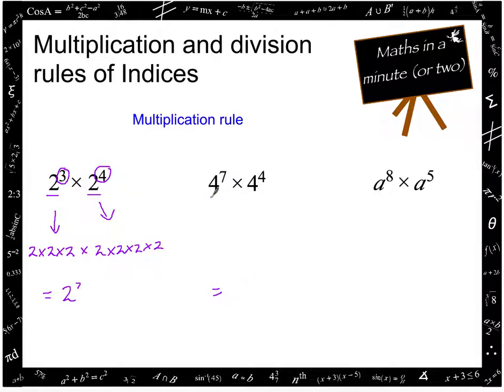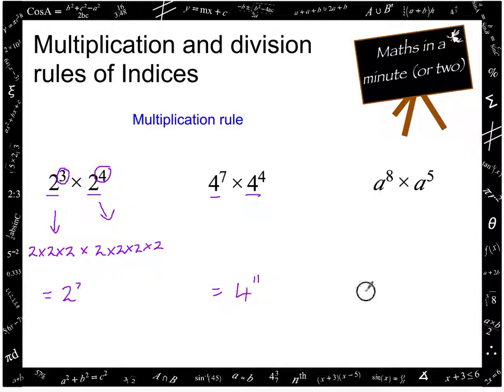Now if we apply that to the next one without writing it all out first, all we have to do is check first of all that these two numbers are the same, because if they're not, we can't do it at all. So 4 to the power of 7 times 4 to the power of 4, we simply add the indices. 7 add 4 is 11, so it's 4 to the power of 11.